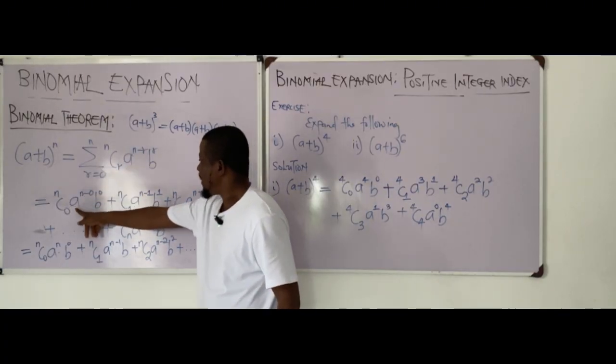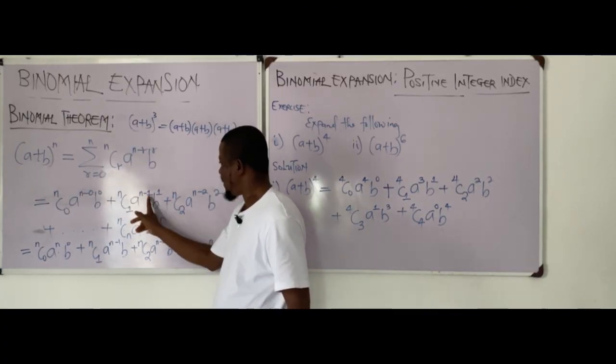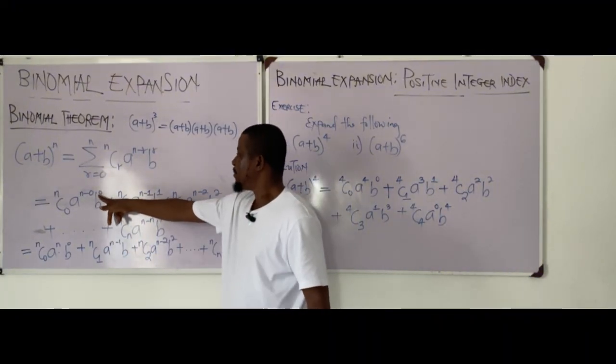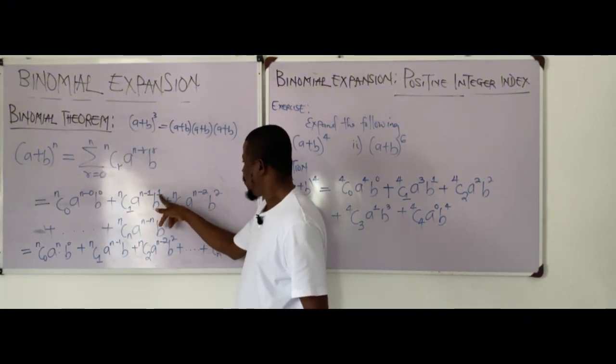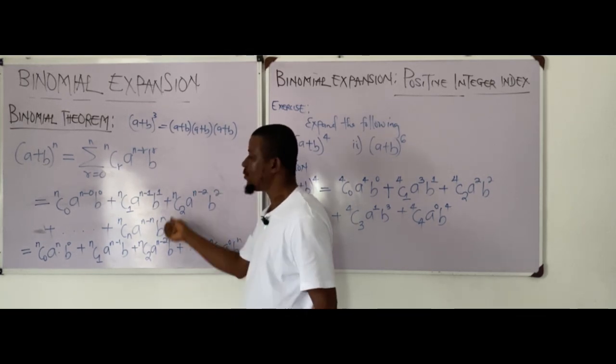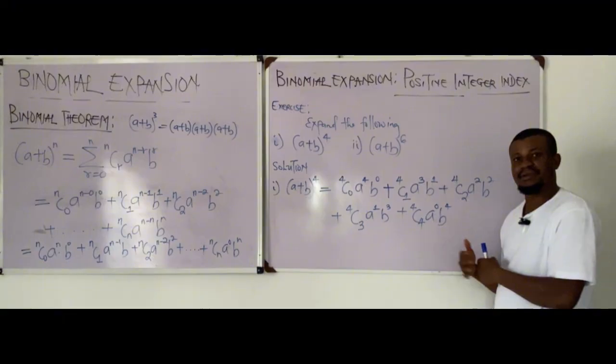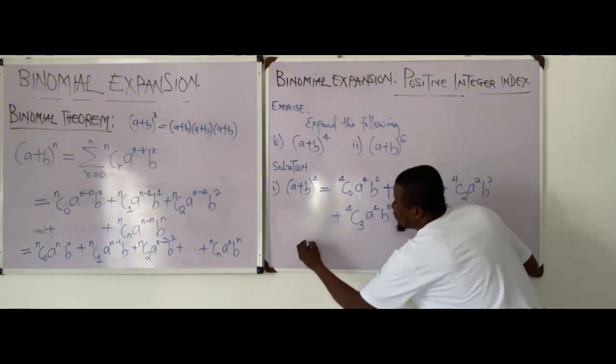n minus r, a raised to n minus 0, n minus 1, n minus 2, till n minus n. For b, you add 1, 1, 2, 3 till n. It's a very simple process, right? So from this, you can now simplify. Now let's try to simplify this.